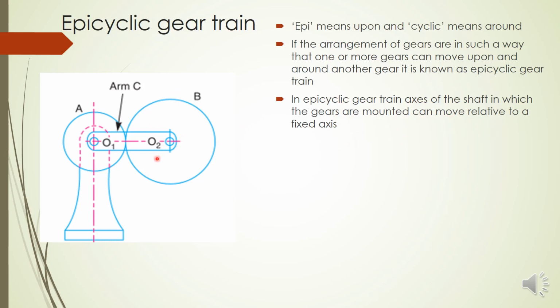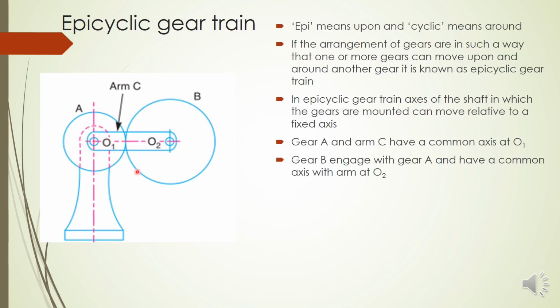Now in this figure, what you can see is that gear A and arm C have a common axis at O1. So we have gear A, B and arm C. Gear A and arm C have the same axis at O1. And gear B engages with gear A, and they have a common axis at O2 here.